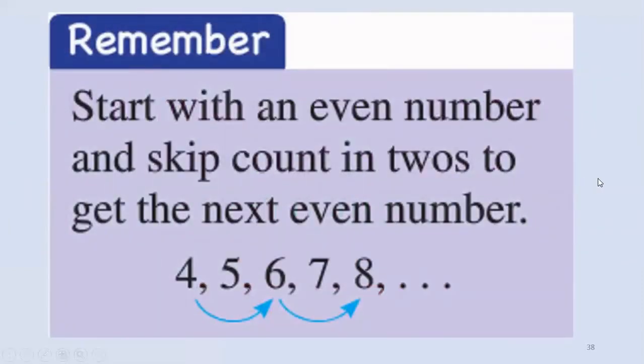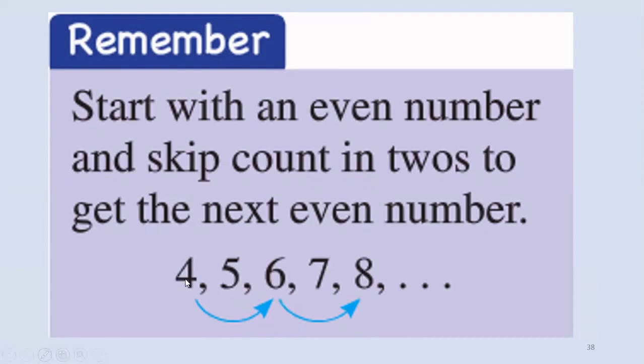Remember, start with an even number and skip count in twos to get the next even number. Now let's see here which numbers are given. 4, 5, 6, 7, 8 and so on. If we want to know the even number here, as we know 4 is coming. So 4 will be written with 4 in the ones place. So as we know, it is an even number.